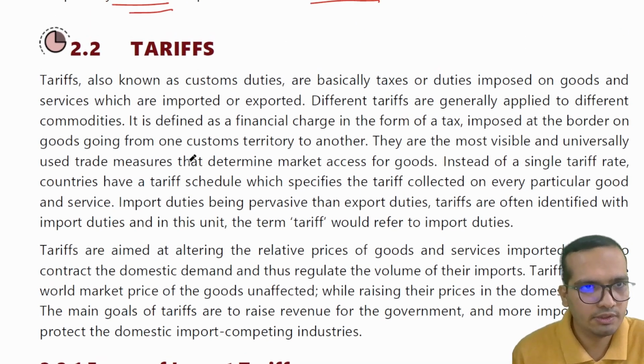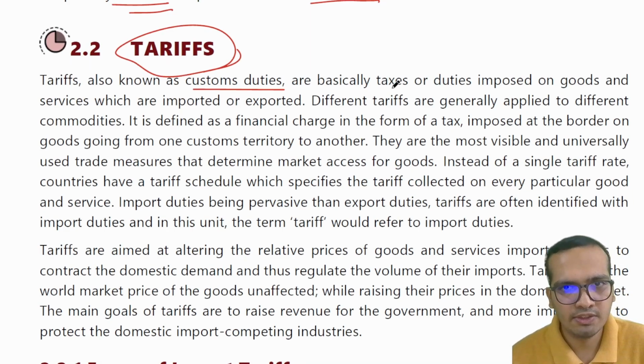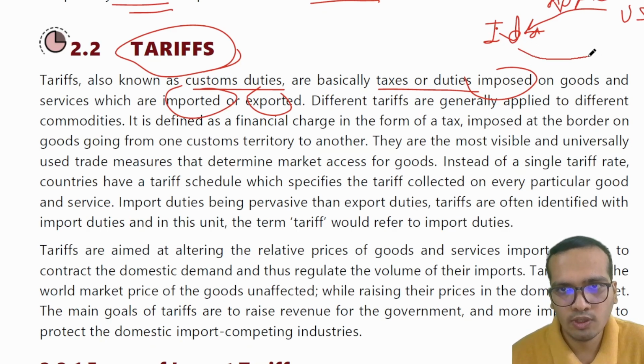Then comes tariffs. Tariffs, also known as customs duties, are basically taxes or duties imposed on goods and services which are imported or exported. Imported means goods coming in. This is India, and this is the US. We import goods, that is, the US sells goods to India, like Apple iPhones. This is called import. Similarly, India sells, say, onions or other vegetables and fruits to the US or other countries. So this is called export.